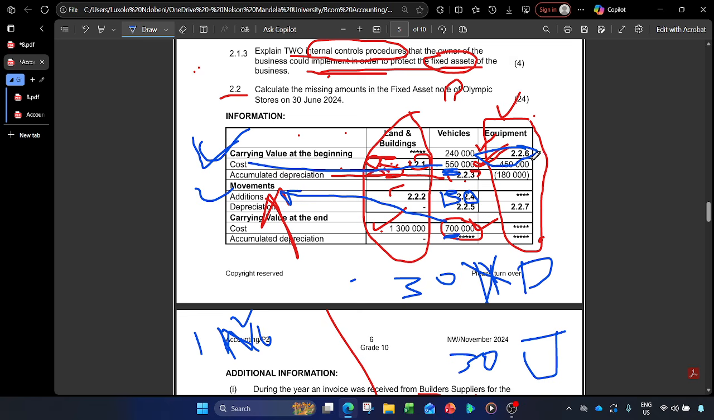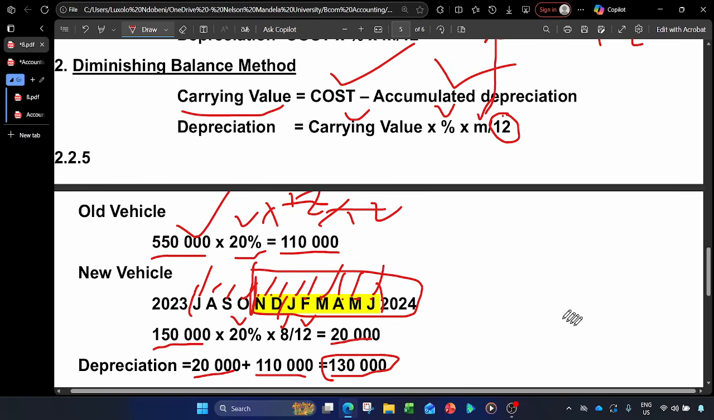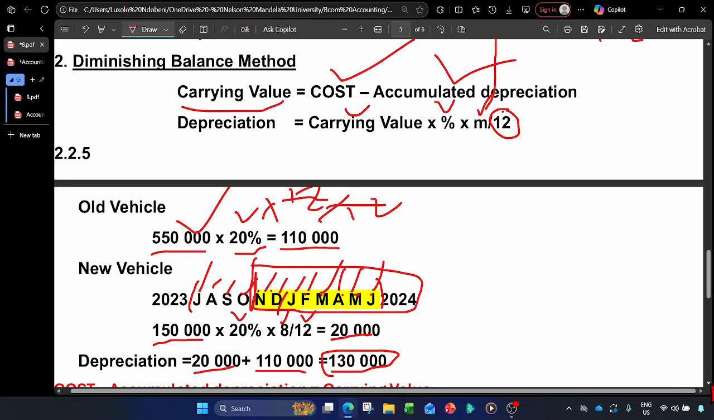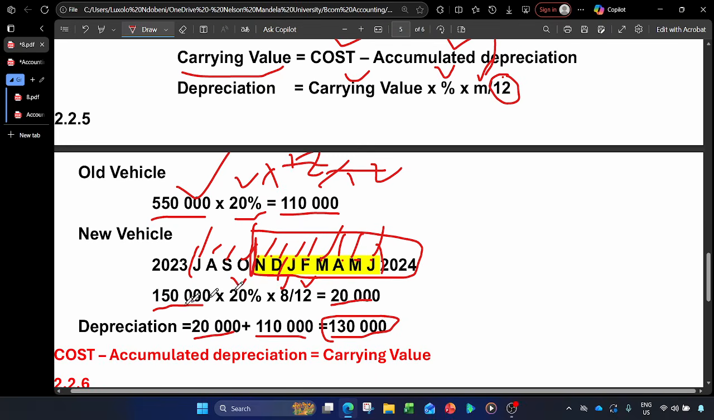So now we come to 2.2.6, and they want the carrying value at the beginning. Let me remind you about the formula I told you before. Cost minus accumulated depreciation is equal to the carrying value. This is the formula that must stay in your mind. Cost minus accumulated depreciation is either at beginning or at end, but they will give you the carrying value, right?